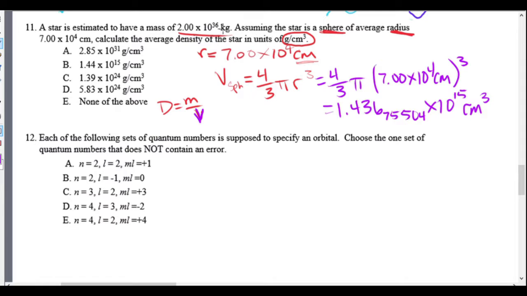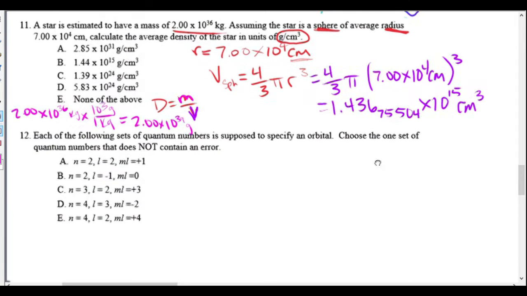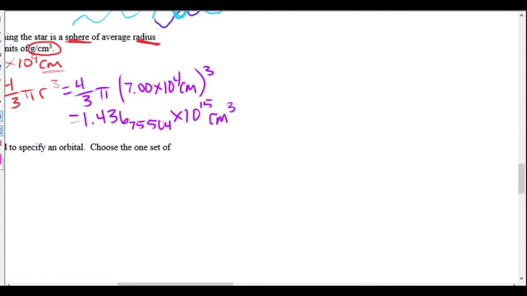And we have our mass in kilograms, so we need to change that over to grams. So 2.00 times 10 to the 36 kilograms times 1 kilogram is 10 to the 3 grams, which is 2.00 times 10 to the 39 grams. So now we have our mass. So we're going to take this number divided by this number. So let's go ahead and do that over here.